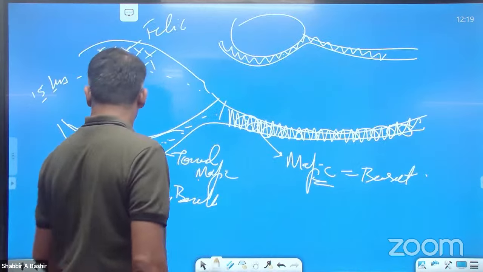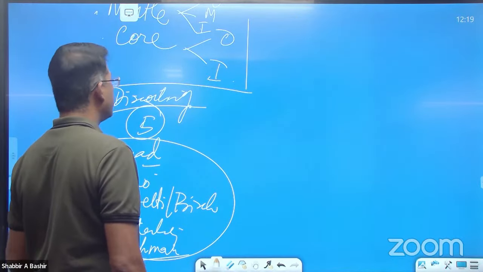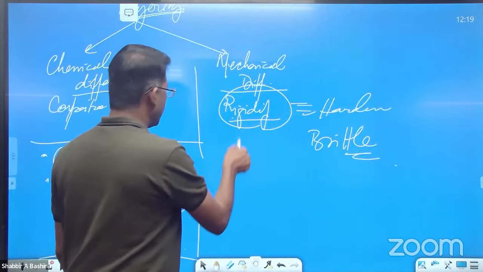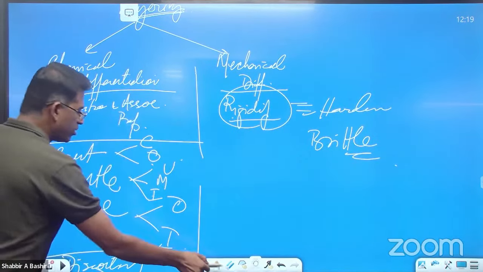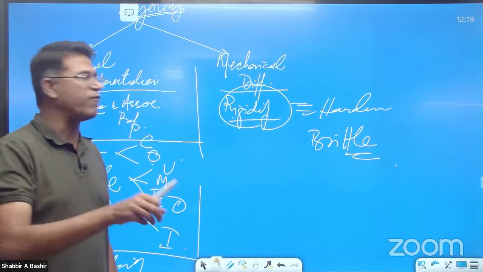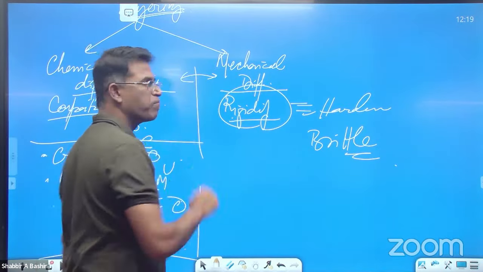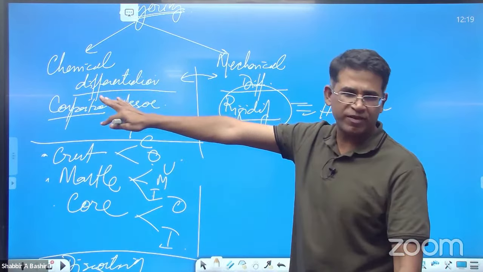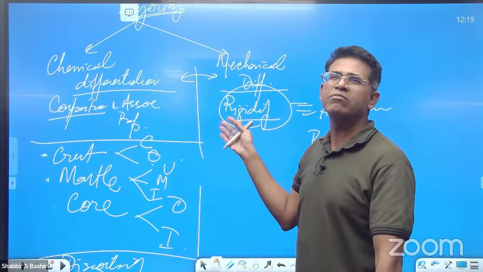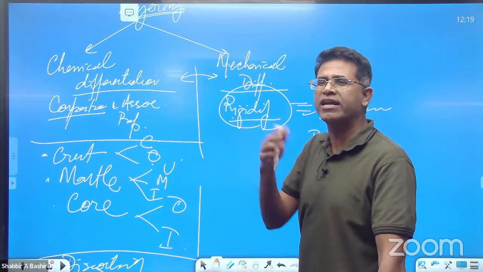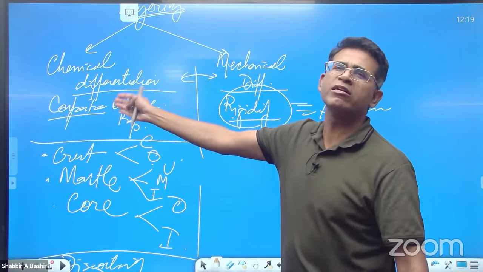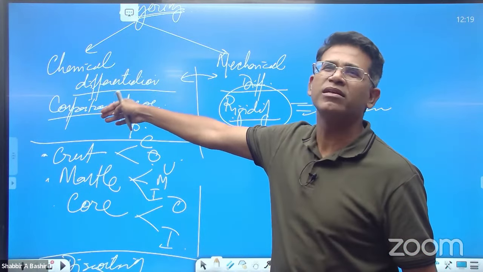I said mechanical is about hardness, and chemical is about what it is made up of. Of course, these two are related. Whatever hardness I have is related to what it is made up of. But here I talk in terms of how hard it is, whether it is broken or soft. And here I talk about what minerals, what composition, what elements. That's all.